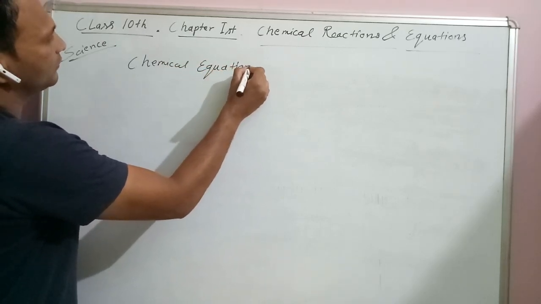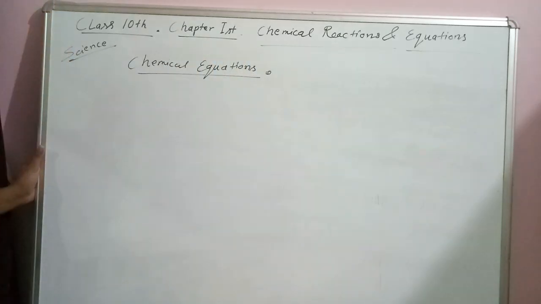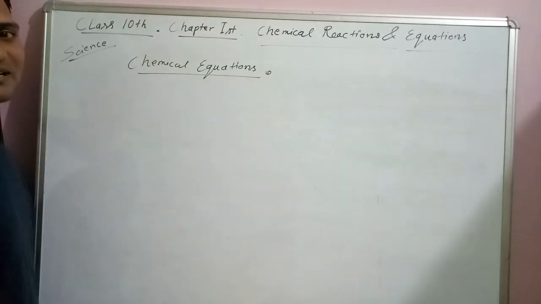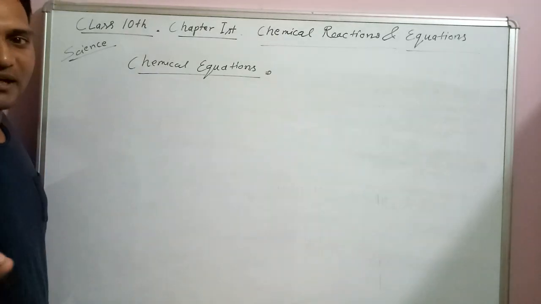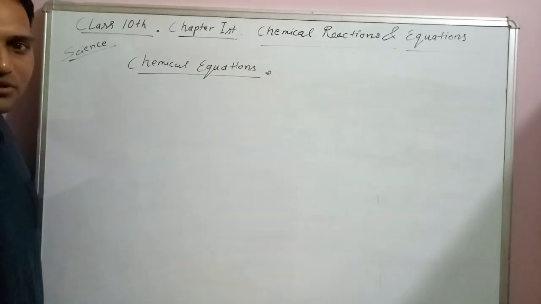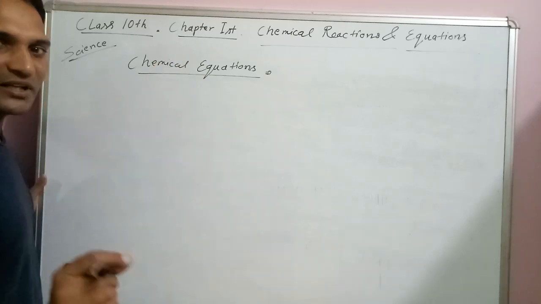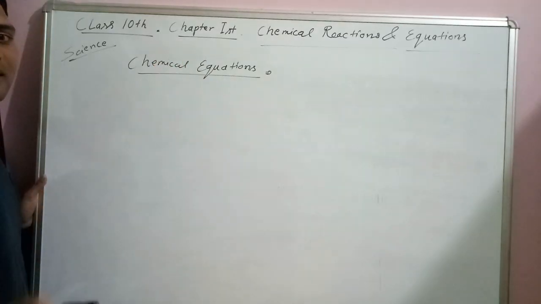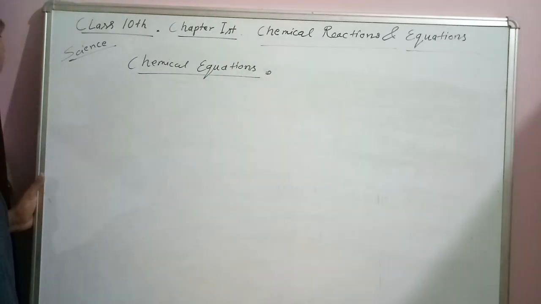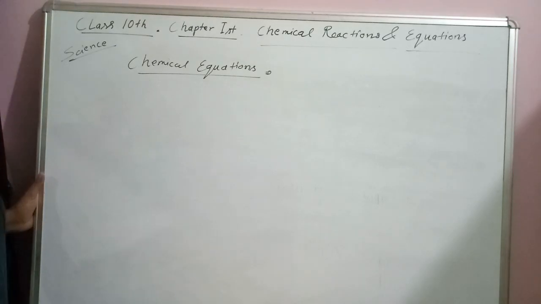Chemical equations. As we have already studied, a chemical equation is the representation of a chemical reaction with the help of the symbols and the formulas of the substances that are taking part in the chemical reaction and formed during the chemical reaction. So that representation is known as a chemical equation, which we have already discussed in the previous lecture.